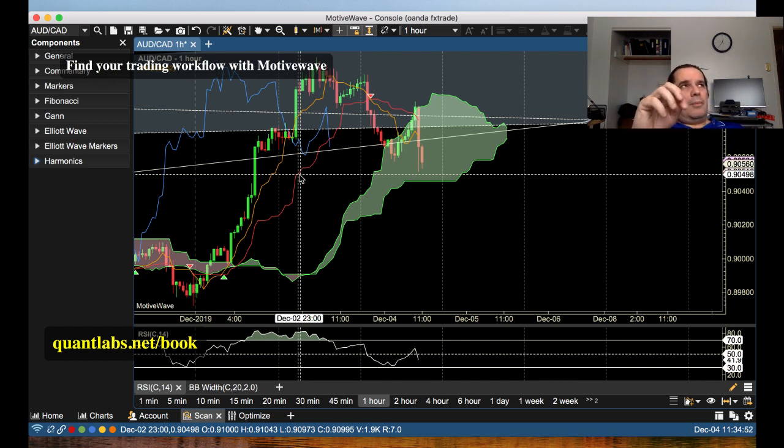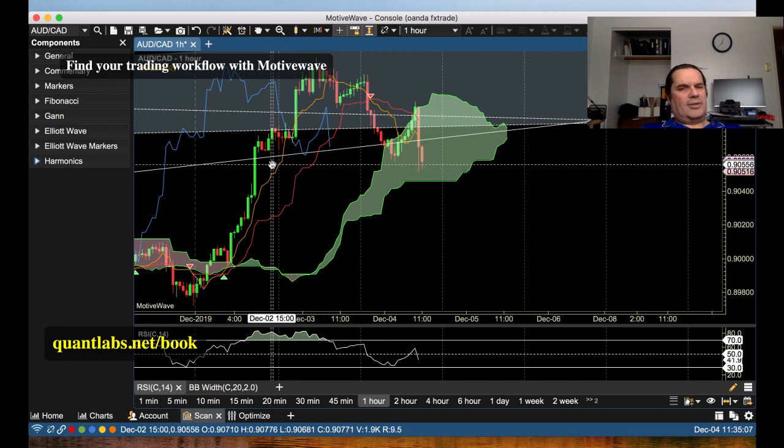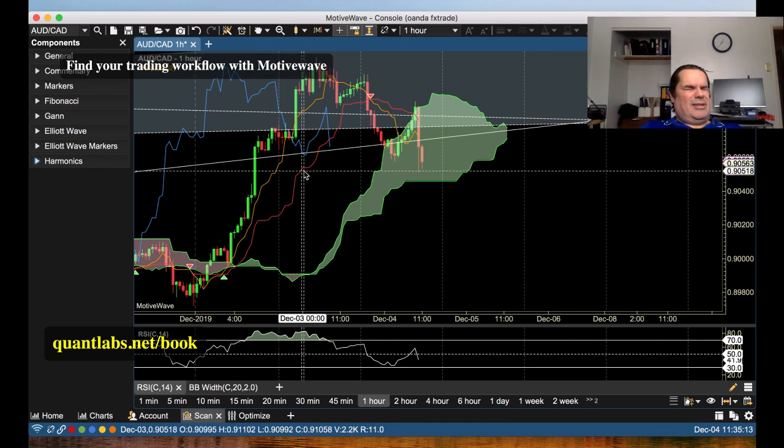And other platforms have those indicators, but you got to get nickel and dimed to get those studies or indicators. Here with Motivewave, they're all out of box because you have 275 plus studies or indicators, and not only that, but you have the components as well. So it was not hard. It was really a no brainer to be able to build these algos out of box with Motivewave.